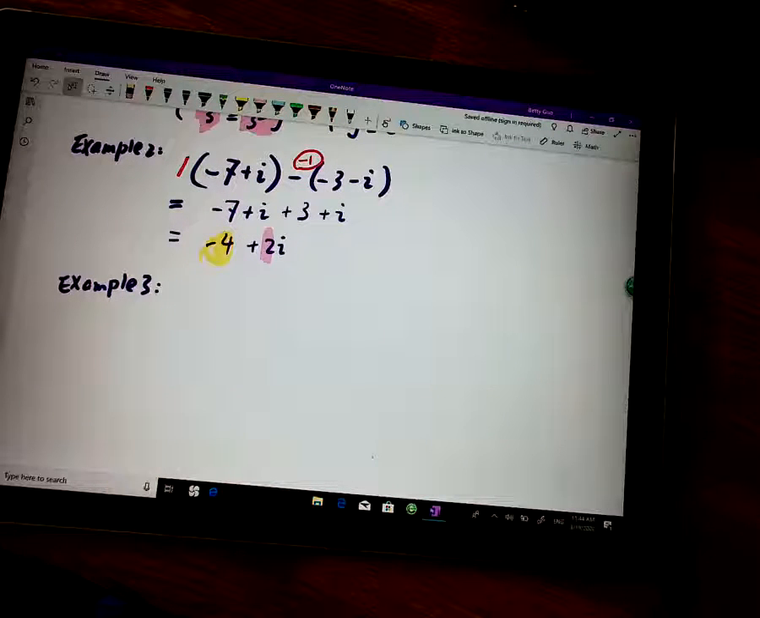Again, I don't mean to rush it. I think you can repeat the video to figure it out. I'm just worried my Surface will crash again. So example 3, we're going to do multiplication. I'm going to give you 2 examples here, okay?